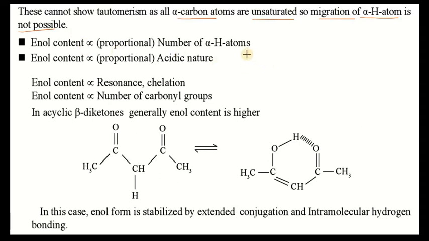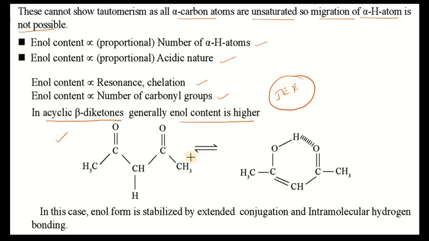Enol content. So what are the conditions to say enol content should be more? It is proportional to alpha hydrogens, a double bond with OH, and proportional to acidic nature. Enol content will be more when resonance and chelation are happening. Enol content is more when the number of carbonyl groups is increasing. So it is more in the case of acyclic beta diketones. Generally, enol content is higher in this type of compound, which is the most important JEE examination point.